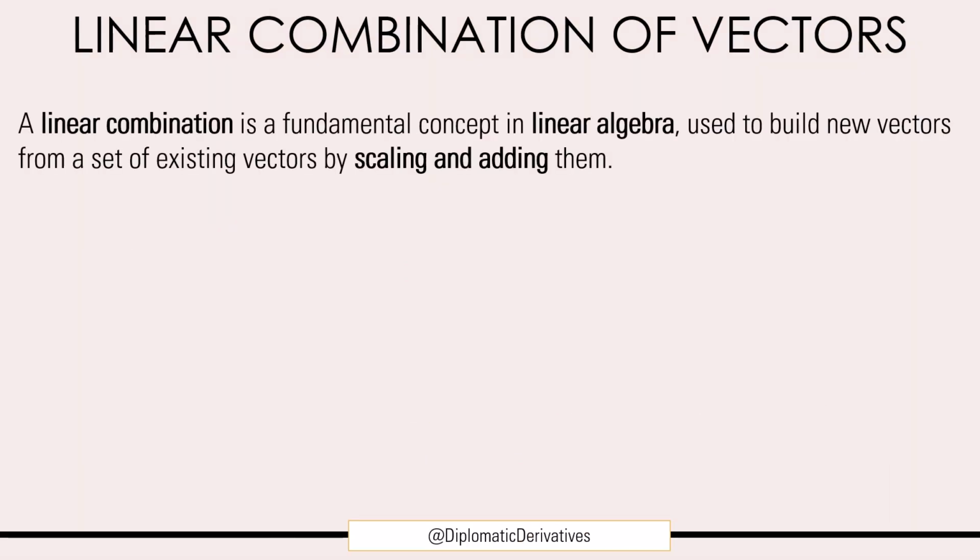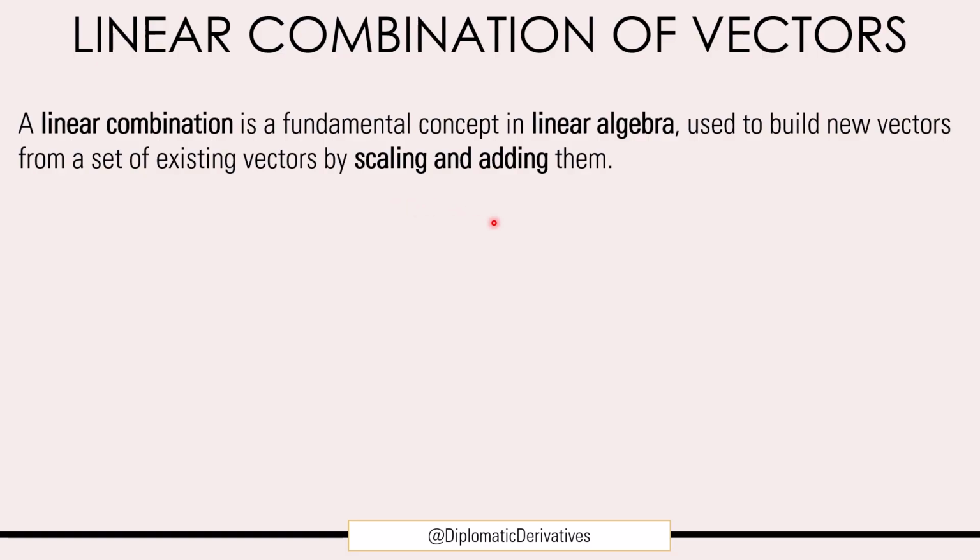Now, a linear combination is a fundamental concept in linear algebra used to build new vectors from a set of existing vectors by scaling and adding them. So you already have some existing vectors, right? Using those vectors, you're making new vectors. Well, how do you do that? By scaling and adding, right? So it's a very basic concept.